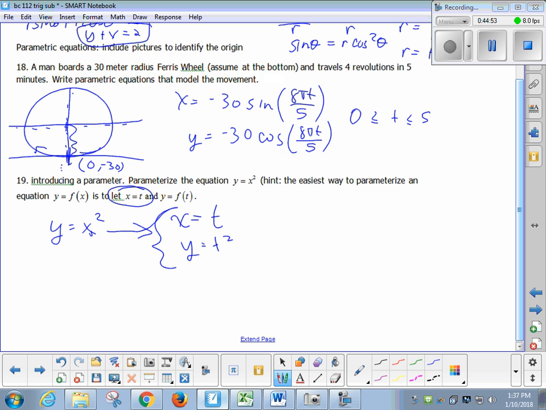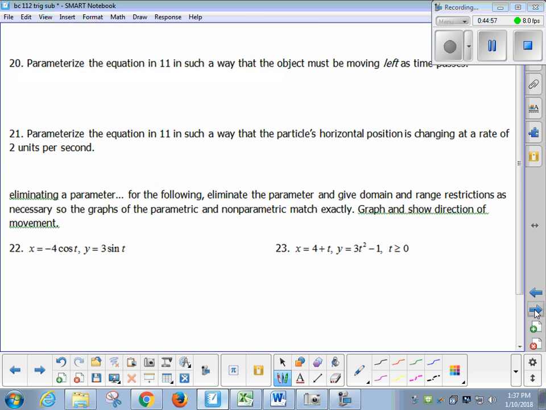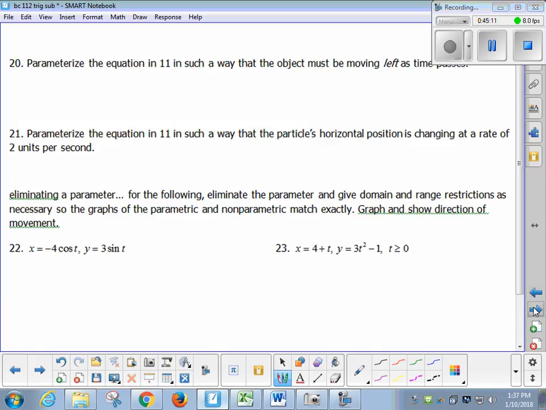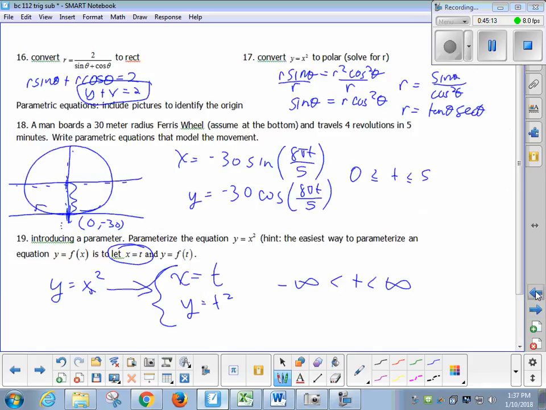Yeah. Okay. Now then, this actually would be all time. You would not say time positive, because then you'd only get the right side of the parabola. It wouldn't match the original problem.